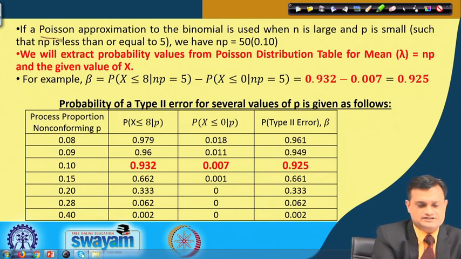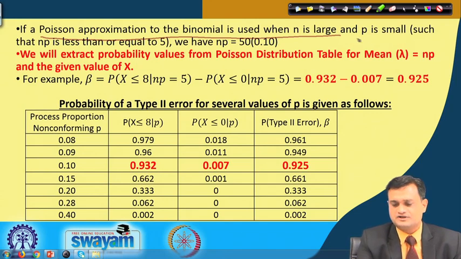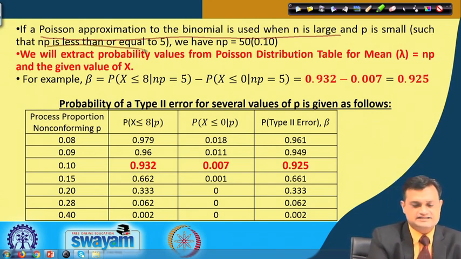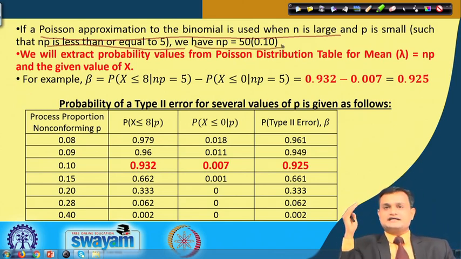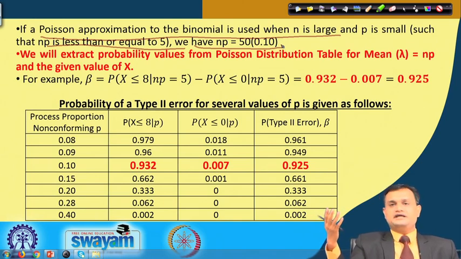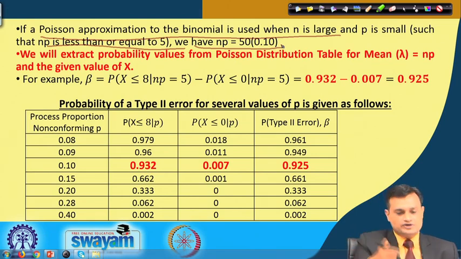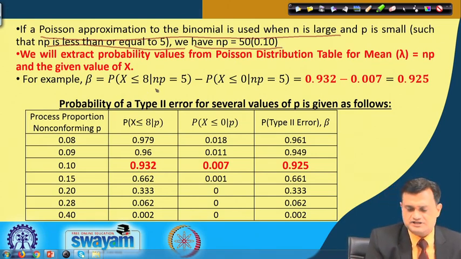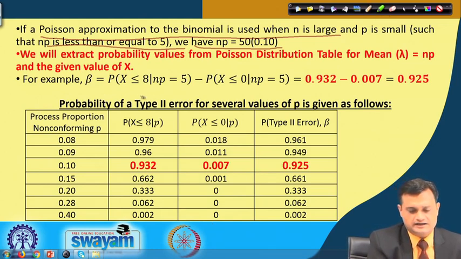So, the Poisson approximation to the binomial is used when n is large and p is small, such that np is less than or equal to 5. So, we have np, 50 into 0.1. There is a condition when I want to use the Poisson approximation for binomial. So, I must have np less than or equal to 5. So, this condition is satisfied. Now, here I am just showing one example, and the remaining you can compute using the Poisson distribution table.